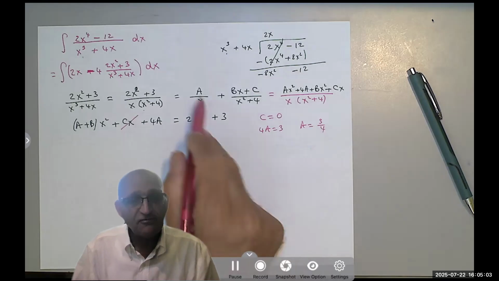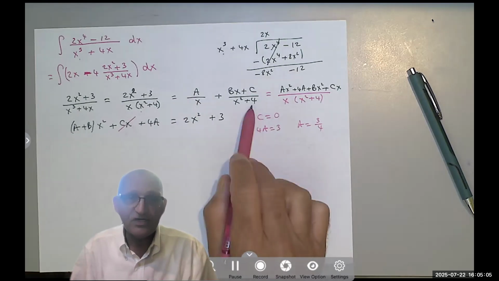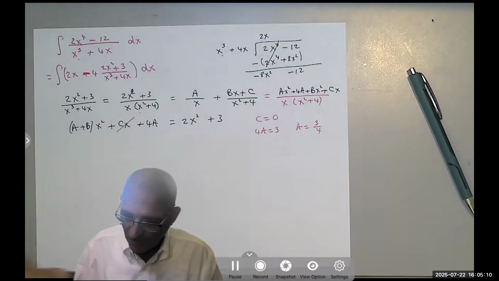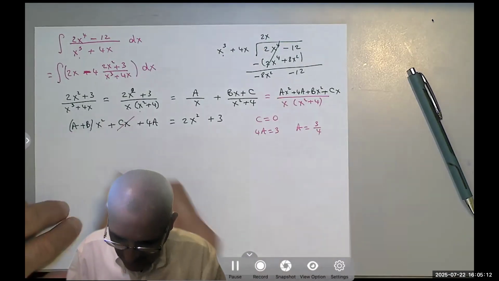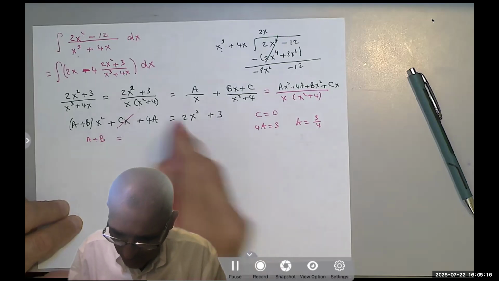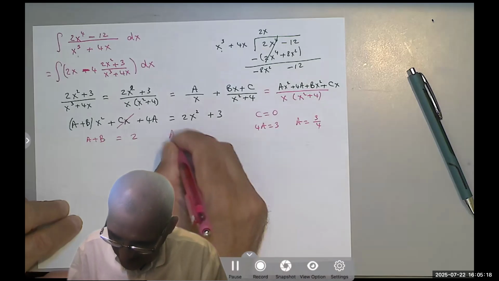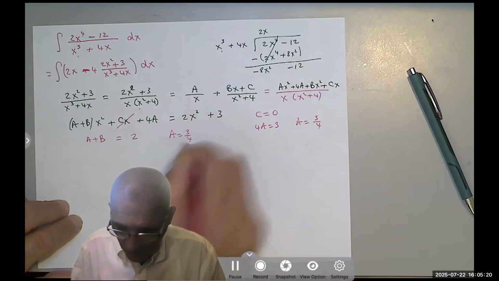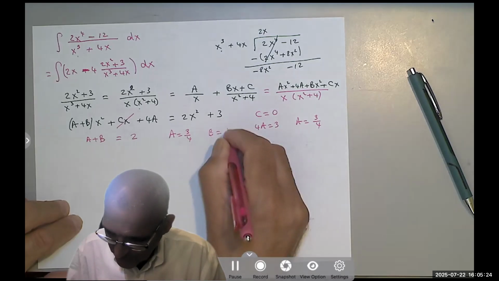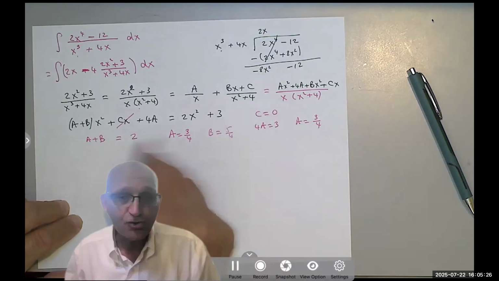That's why I said, yeah, I can find it for a, but I cannot find it for the bx plus c. We already found that c equals 0, so now I say a plus b equals 2. But since a equals 3/4 and 2 is 8/4, then b is 5/4. So that when I add them up, I get 2.